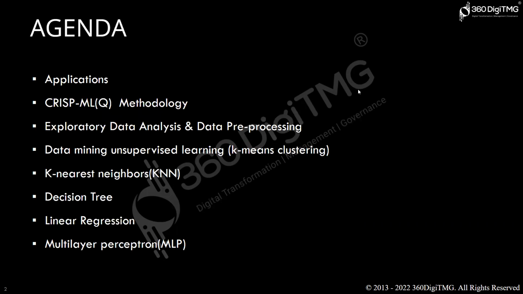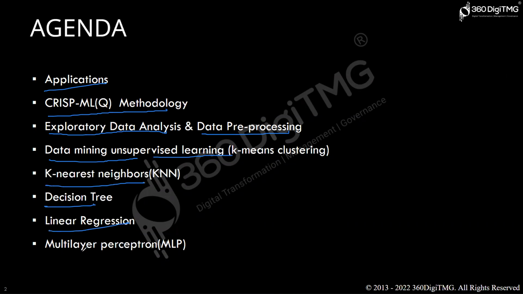So, the agenda. In the agenda we have applications. We are going to see the CRISP-ML methodology, exploratory data analysis (EDA), data pre-processing, data mining, and supervised learning. And k-nearest neighbor, decision tree, linear regression, and multilayer perceptron. These things we are going to cover in the upcoming 8 days of this domain analytics, guys. We will also see what applications we are going to use in robotics.